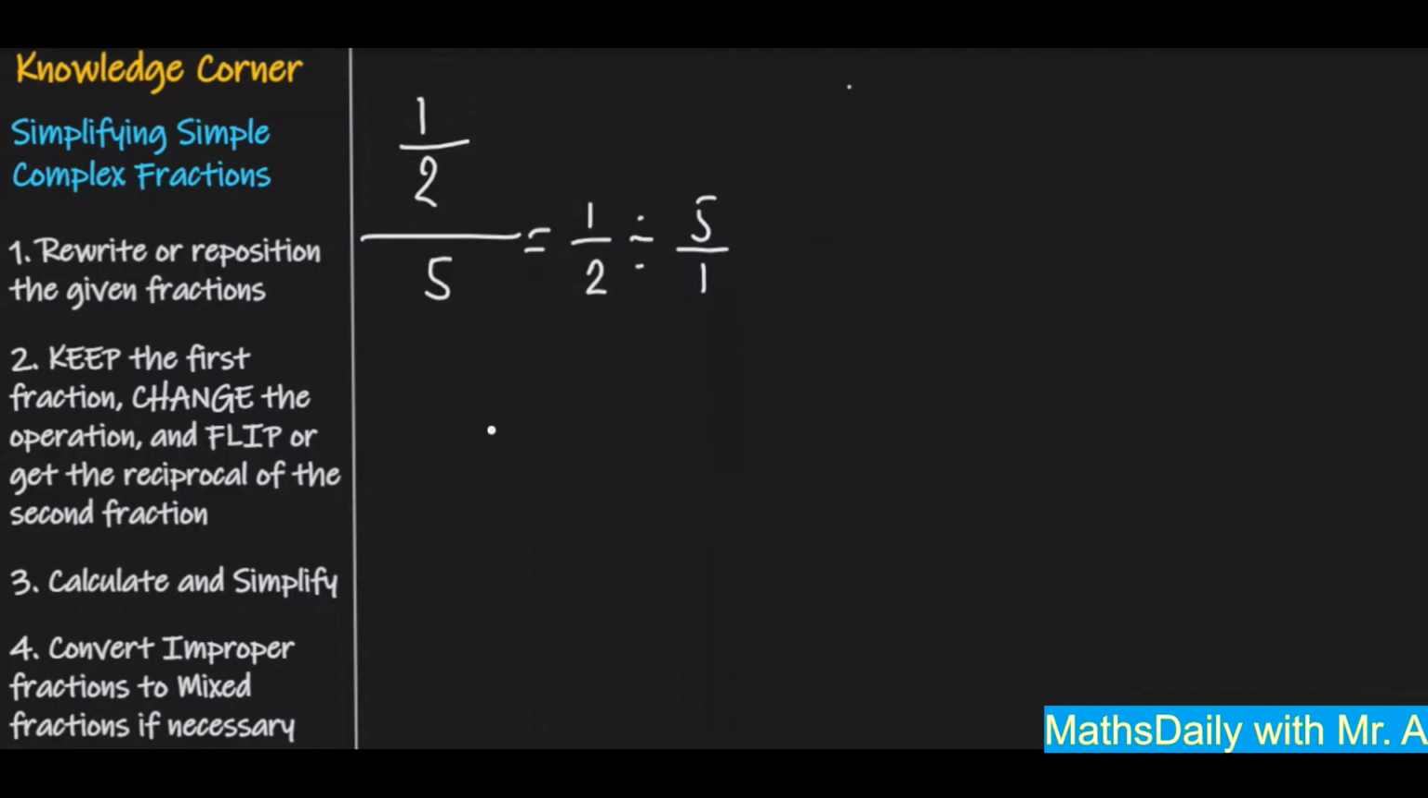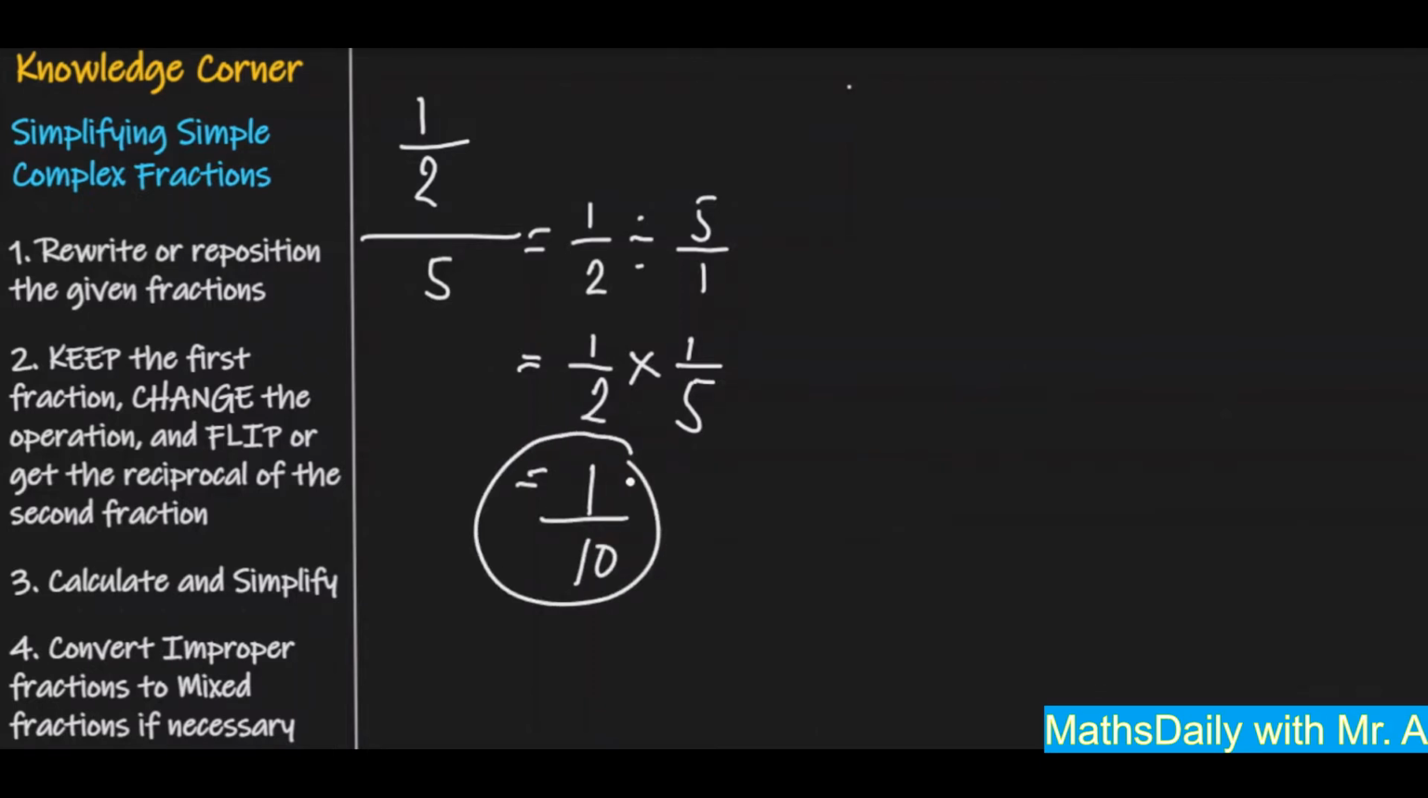Now, step 2 is to keep, change, and flip. How do we do that? Keep the first fraction, so this is equal to 1/2. Change the operation from division to multiplication, so this will become times, and flip or get the reciprocal of the second fraction. So 5/1 will become 1/5. So we can now multiply directly the numerators and the denominators. So 1 times 1 is 1, 2 times 5 is 10. So this is our final answer.